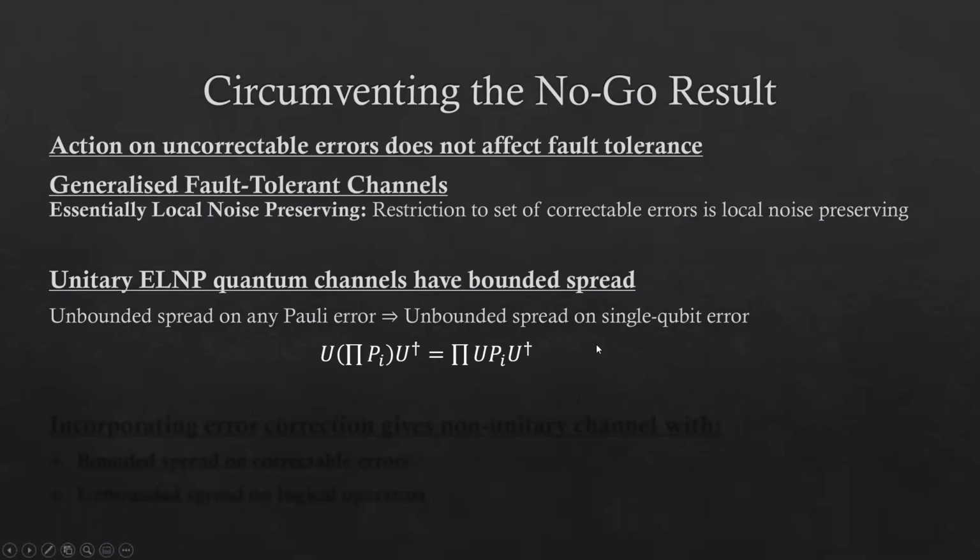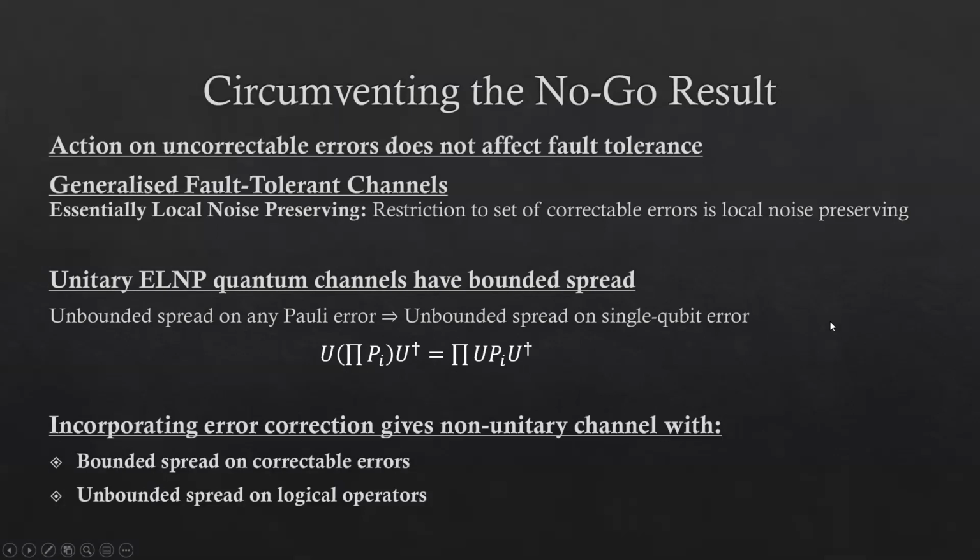In particular, we cannot circumvent our no-go result with unitary, essentially local noise-preserving channels, but we can by using non-unitarity in a specific way, that is, by incorporating error correction into the implementation of logical operators. The important property this has is that correctable errors remain bounded in the extent to which they can spread, since the error correction incorporated into the operation prevents their spread by correcting them. On the other hand, logical operators, an instance of uncorrectable errors, can have unbounded spread since they're left unchanged by the error correction steps, and thus are allowed to transform. For example, the logical Z we saw earlier in the 3D surface code could grow to be a logical X in the 3D surface code, without a corresponding growth in correctable errors that would cause it to fail to be fault tolerant.